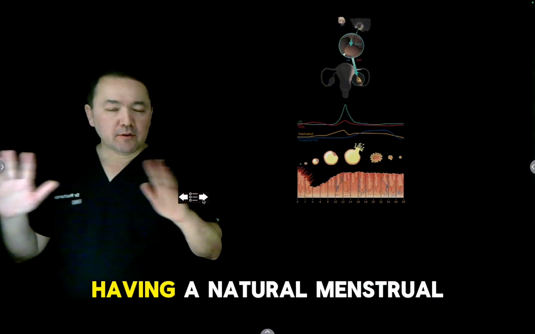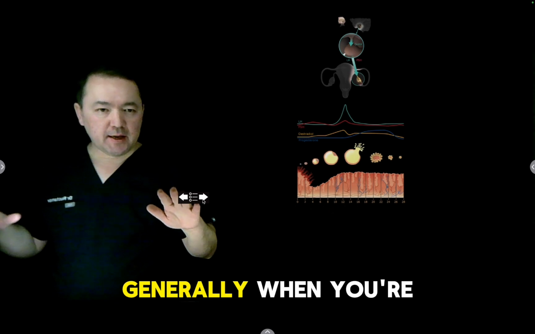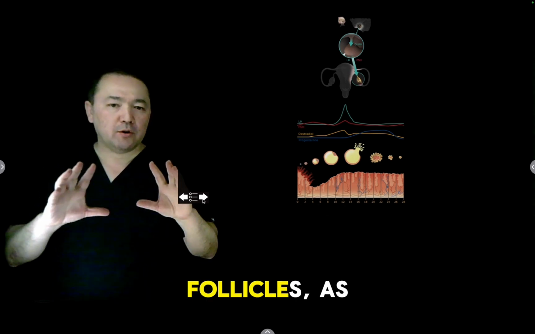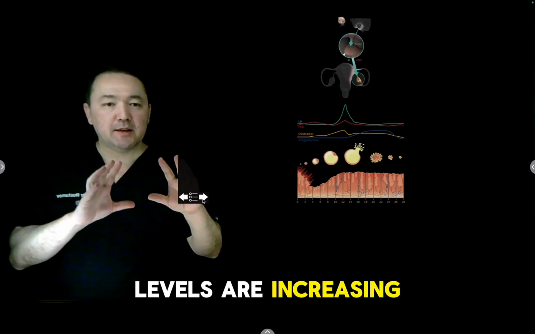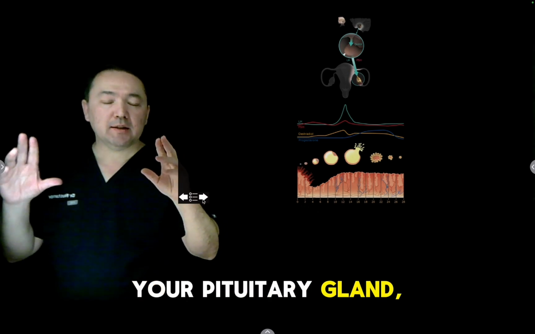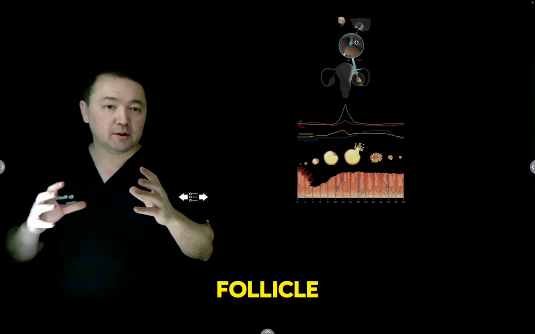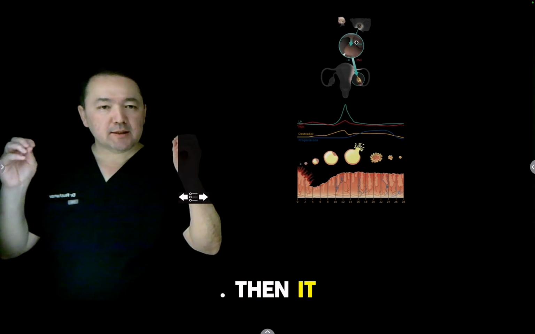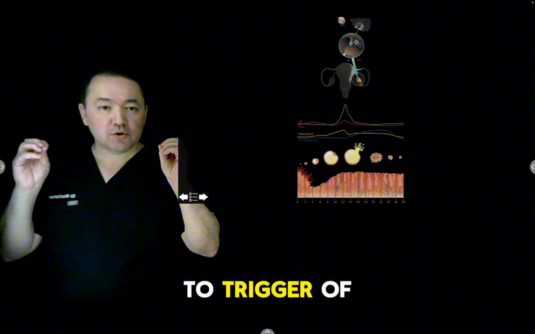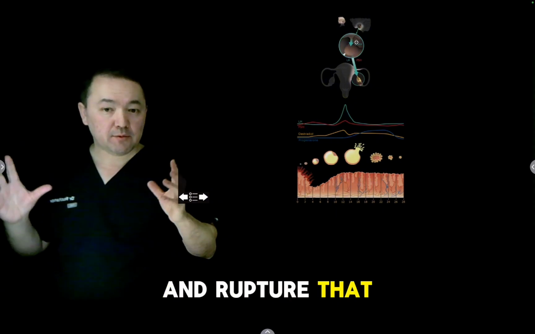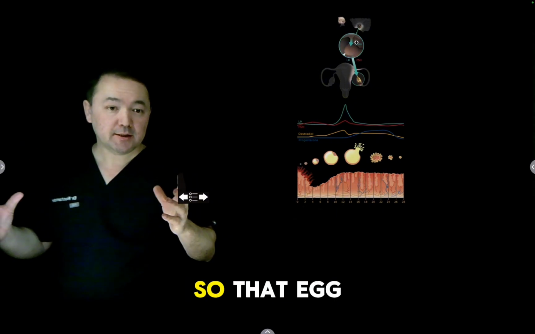Generally, when you're having a natural menstrual cycle, as you're developing a follicle and your estradiol levels are increasing, your pituitary gland at the base of your brain senses that there's a large follicle ready for ovulation. Then it sends LH hormone to trigger ovulation and rupture that follicle so that the egg will be released.